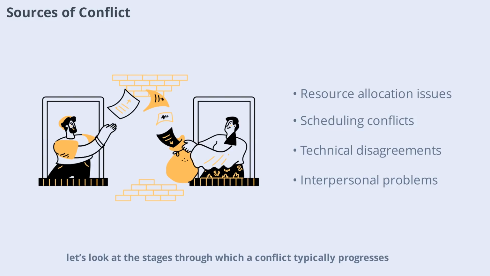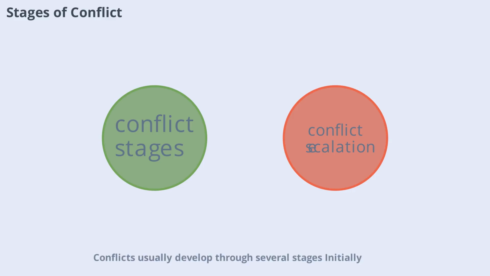Next, let's look at the stages through which a conflict typically progresses. Conflicts usually develop through several stages. Initially, there may be latent tension or minor disagreements that, if not addressed, can escalate. The stages typically include latent conflict, perceived conflict, felt conflict, manifest conflict, and conflict aftermath. Understanding which stage a conflict is in helps you determine the urgency and the best intervention strategy. Early intervention can prevent escalation, while later stages may require more structured resolution techniques.